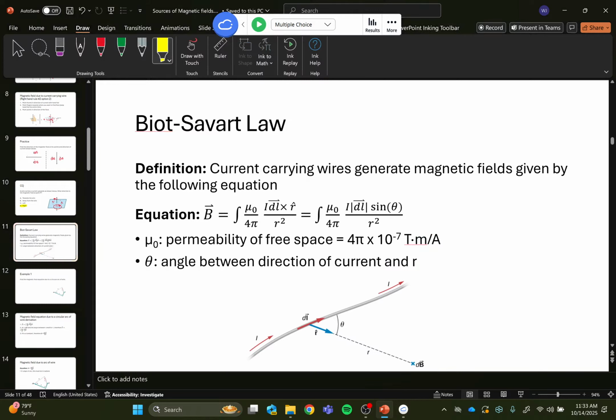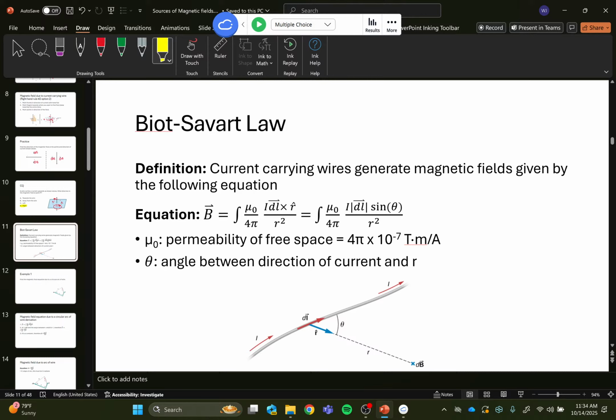So, by Biot-Savart law, mu naught over 4 pi times I dl sine theta over r squared. It's a cross product on top. Again, you will not need to actually do this integral. Let me make that very clear. You will never be using this integral to determine the magnetic field.